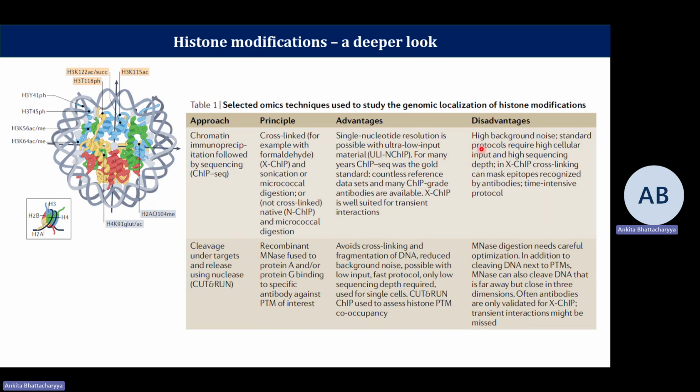Some disadvantages of this technique are the possibility that it has high background noise. Some standard protocols require a lot of cellular input and very high sequencing depth. X-ChIP cross-linking can mask epitopes recognized by antibodies, and it's a very time-intensive protocol. ChIP-seq takes around a week to complete, 5 days on average. And it is a very expensive technique.